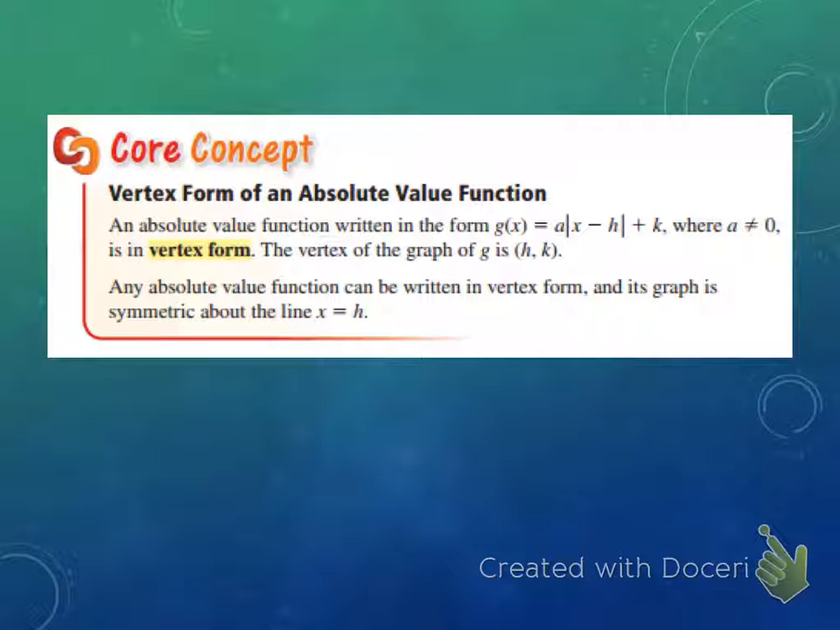So the vertex form of an absolute value function is given in this equation of g of x equals a times the absolute value of x minus h, plus k, where a isn't 0. This is considered to be in vertex form. That's because our vertex is going to be (h, k). Any absolute value function can be written in vertex form, and its graph is symmetric about the line x equals h.